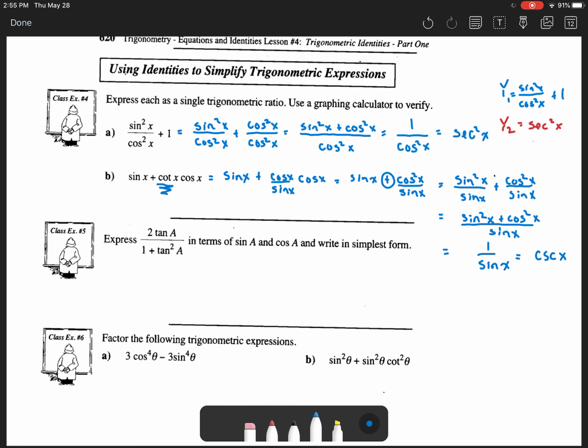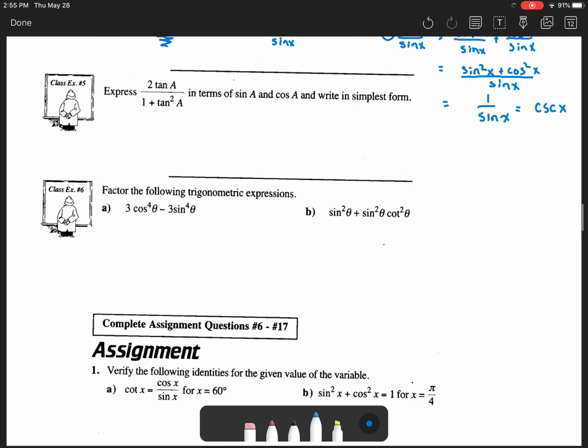So that question took up a little bit of room, but that's what you're going to have to do. Again, the key there: when we see cotangents or tangents, we normally rewrite them in terms of sine and cos. And that will usually help us combine expressions together or simplify.